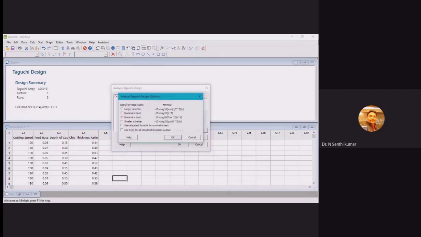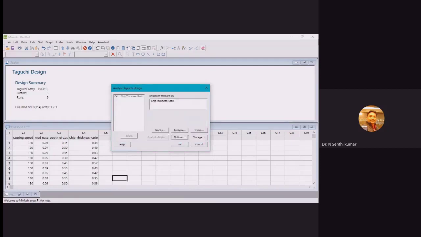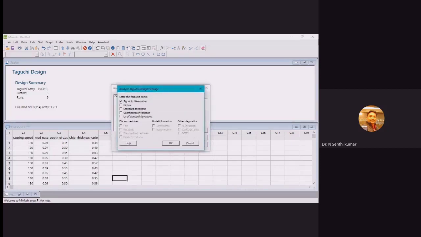Then options. So here is the main thing. In Taguchi, we have seen 3 formulas: larger the better, smaller the better, target. So here also we can have them. The chip thickness ratio should be smaller the better, so I am going to choose smaller the better. Okay. Then storage. SN ratio I am going to store.